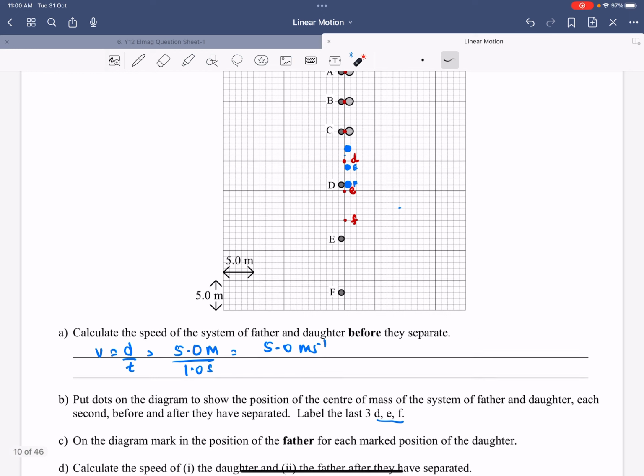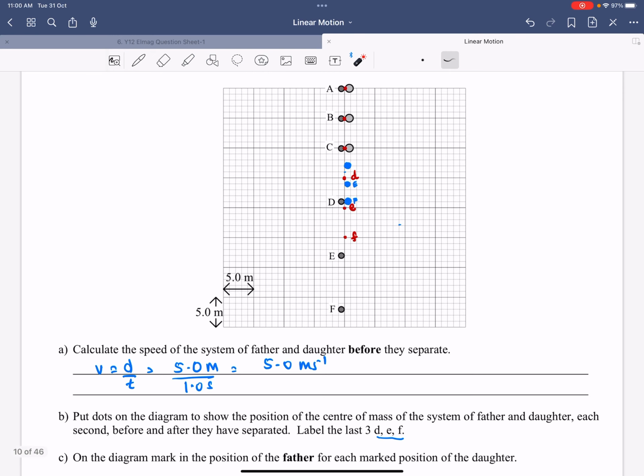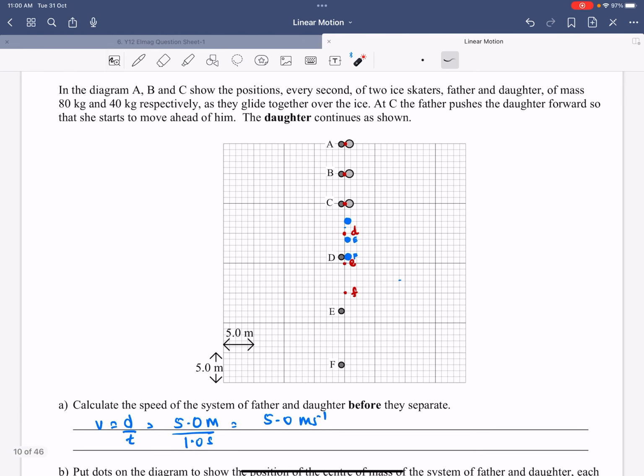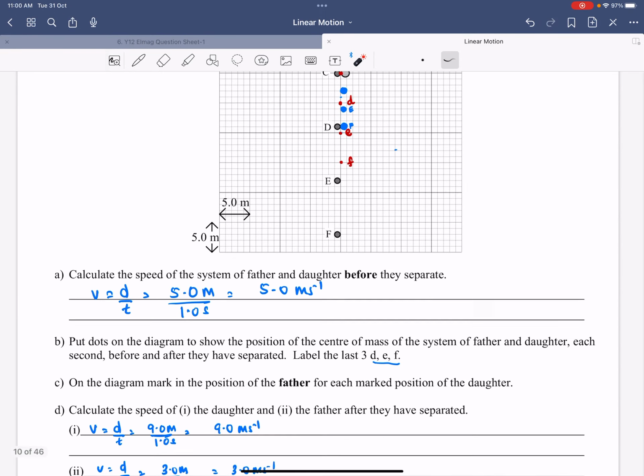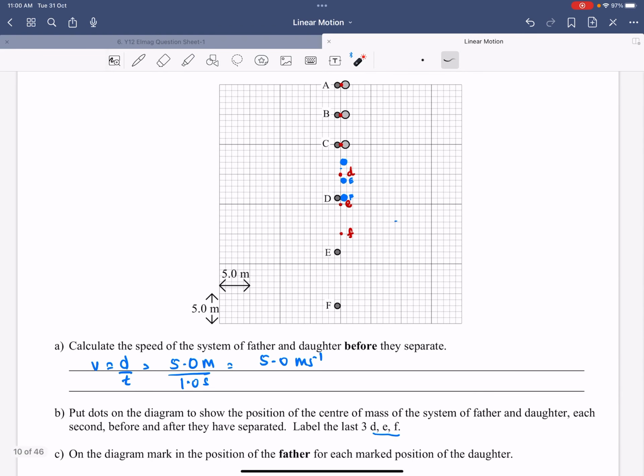Put dots on the diagram to show the position of the center of mass of the system of father and daughter each second before and after they have separated, and label the last three D, E, and F. The center of mass of the system is where the red dots are. So every 5 meters you have a dot. The center of mass of the system will continue with the same speed in a straight line. Then on the diagram, mark the position of the father for each marked position of the daughter.